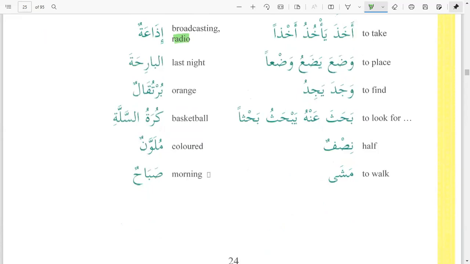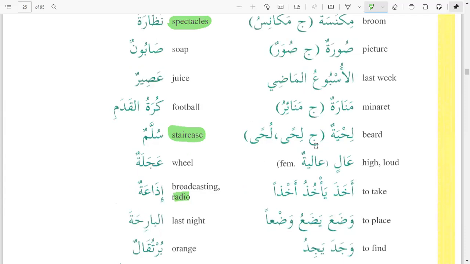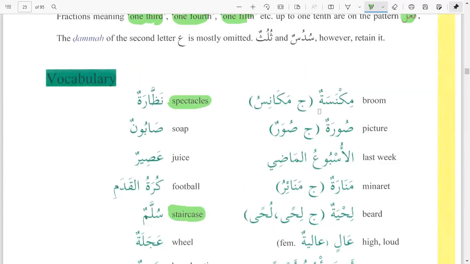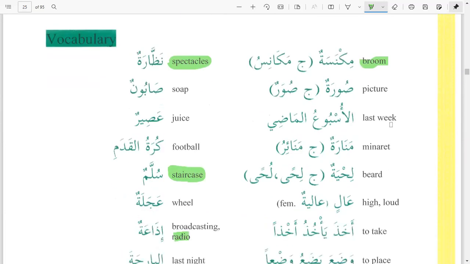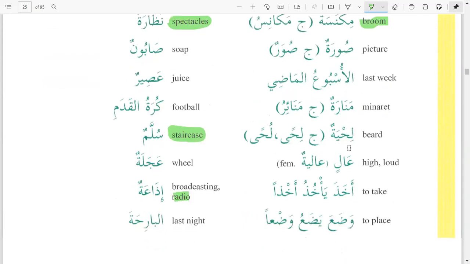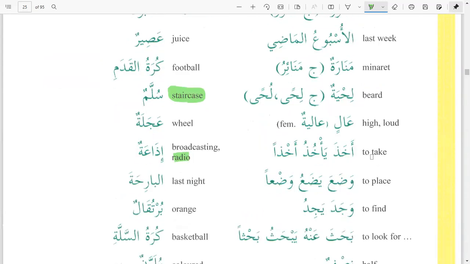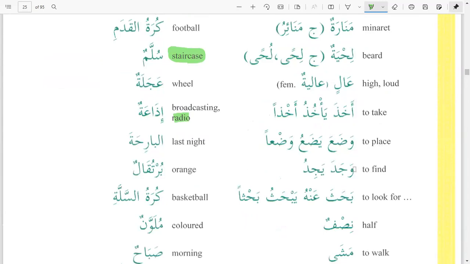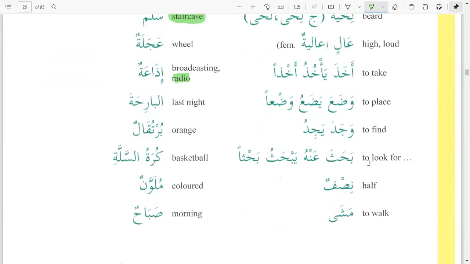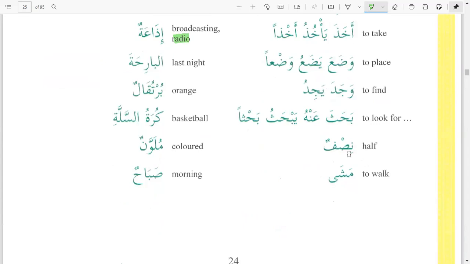Mulawwanun, colored. Sabahun, morning. Miknasatun, broom. Suratun, picture. Al-usbu'ul madi, last week. Manaratun, minaret. Lihiyatun, beard. Alin, high, loud. Akhaza, to take. Wada'a, to place. Wajada, to find. Bahasa, to look for. Nisfun, half. Masha, to walk.